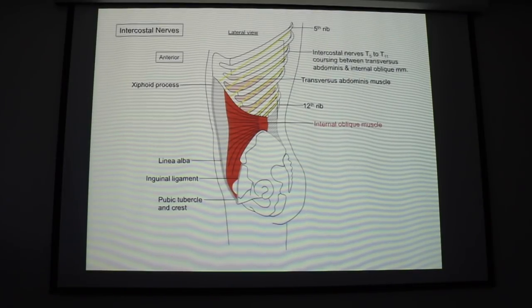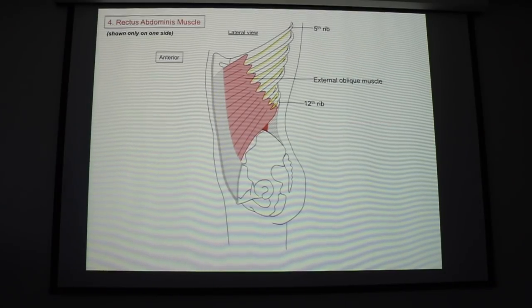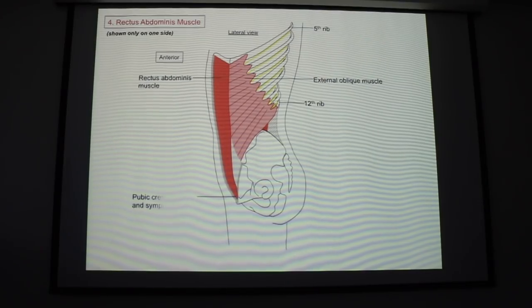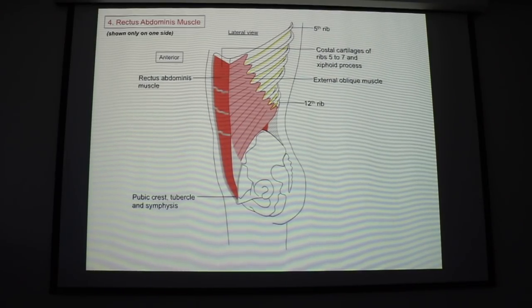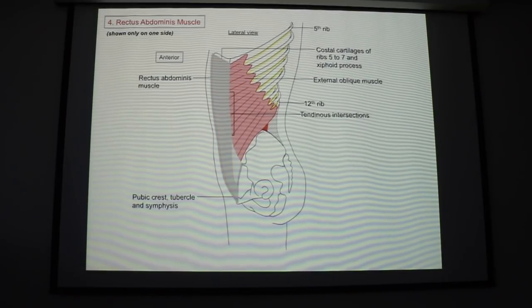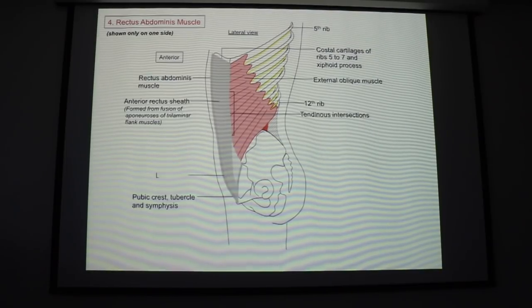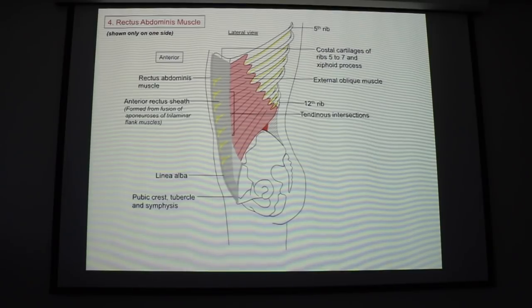And then this is my external oblique. There are cutaneous parts, and there is my rectus abdominis, and it has been covered by the anterior rectus sheath. These are the six-pack thing. Tendinous. This is my anterior rectus sheath, and you can see those cutaneous nerves piercing it. Is that clear so far?